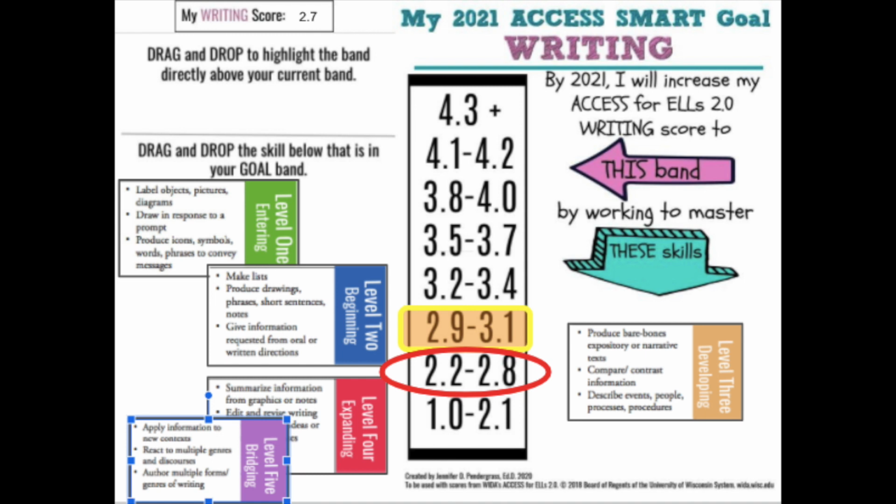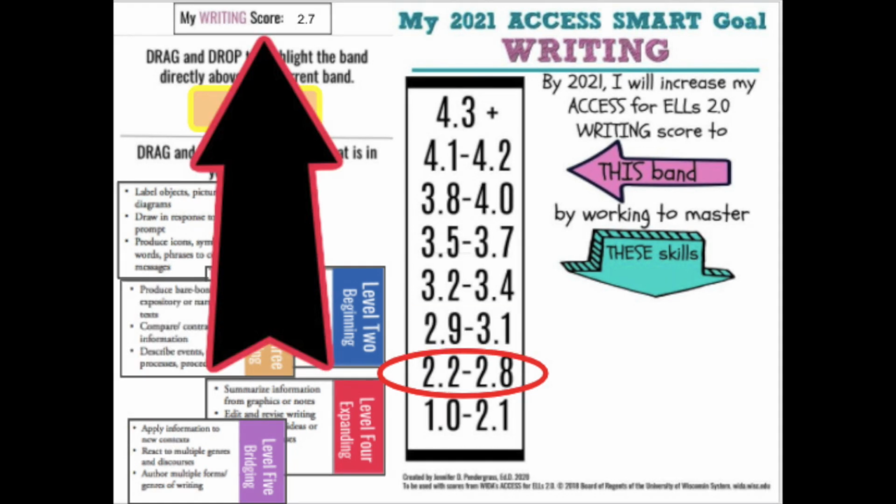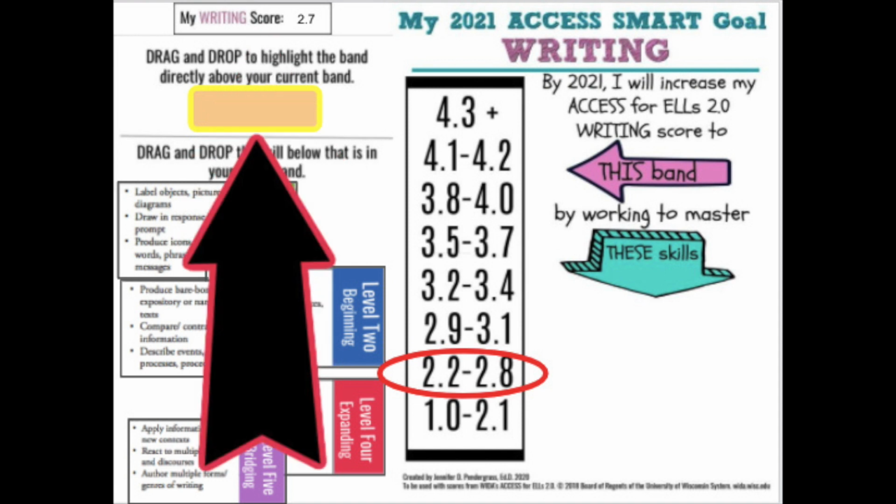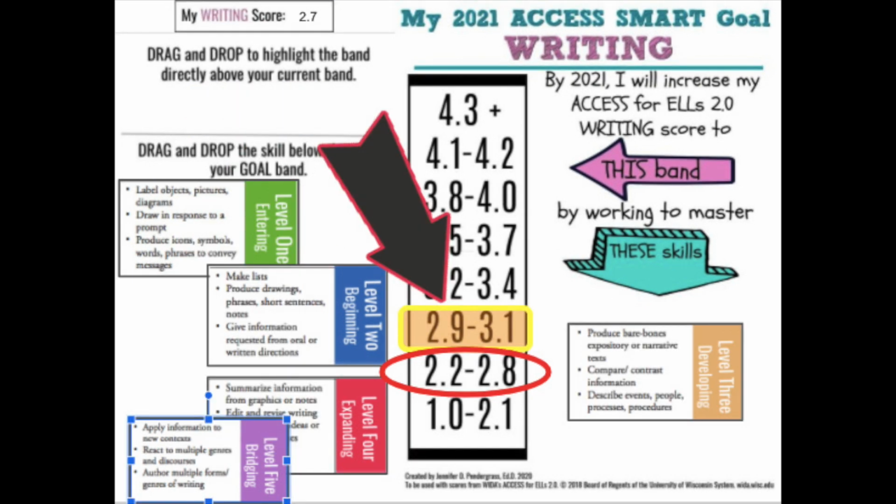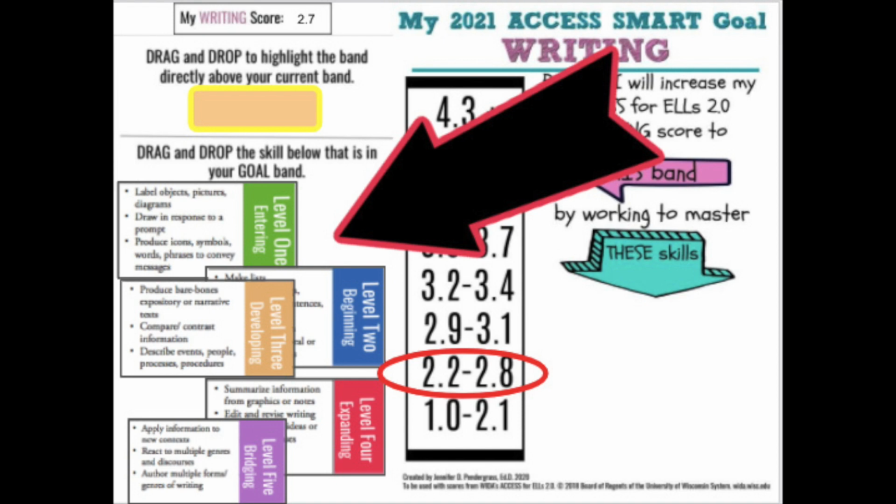You have one of these for each domain. This one is clearly for writing. Let's go ahead and take a look at the components. So in the upper left-hand corner, the student will see their writing score, which you'll preload for them. They'll then have a chance to drag and drop a highlight box. That's the orange box that's already been moved over to the bands in the middle. And then you see the drag and drop levels from the WIDA can-do descriptors there on the left as well.